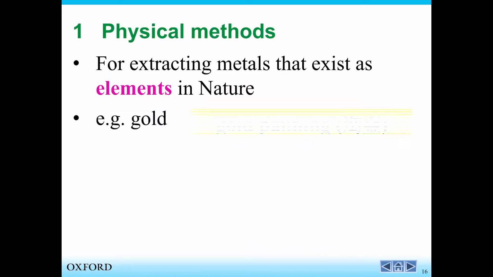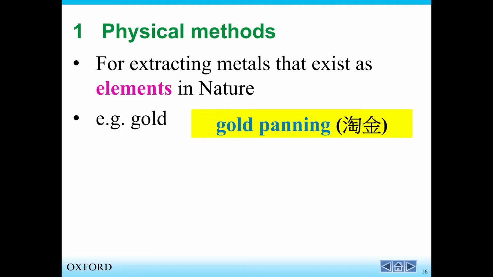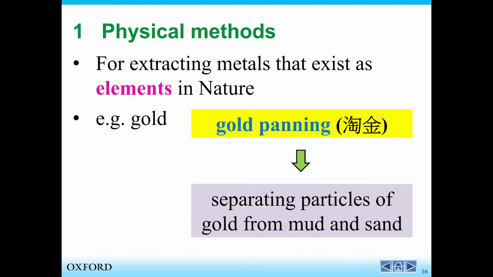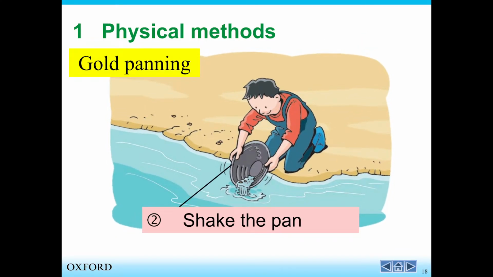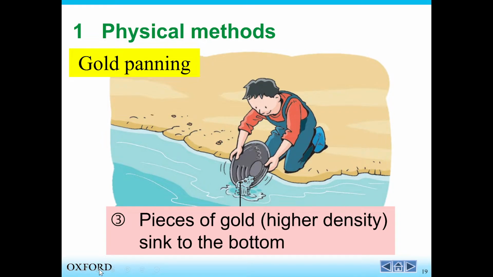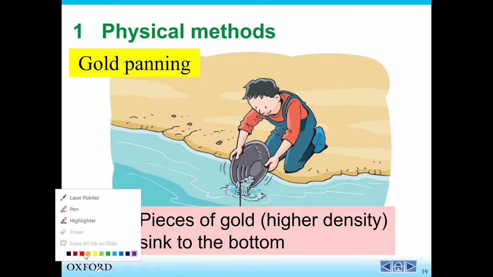So as I said, for gold or silver, for gold we have a physical method called gold panning. What it actually means is you're just separating some mud and sand so that you can remove them and get the gold. It's very simple. If you have some gold nuggets, usually we call it gold nuggets, not chicken nuggets, but gold nuggets, or some small pieces of gold ore, put it in a pan of water. And then you shake the pan, twisting or swirling it back and forth. Because the gold has a higher density, it's heavier, it will sink to the bottom.